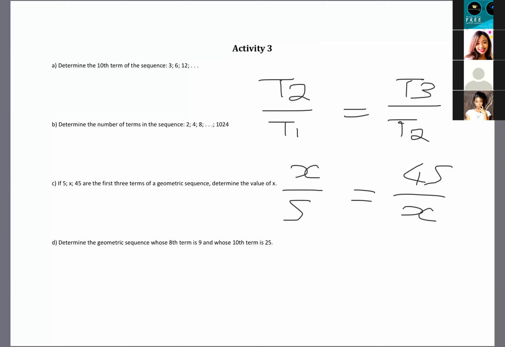So how do you think I'm going to solve for x here? You cross multiply. Yes, I'm going to cross multiply. So I'm going to have an x squared equals 45 multiplied by 5. That gives me 225. That means that my x is equal to plus or minus 15. Are you with me? Yes, ma'am. Okay, great.